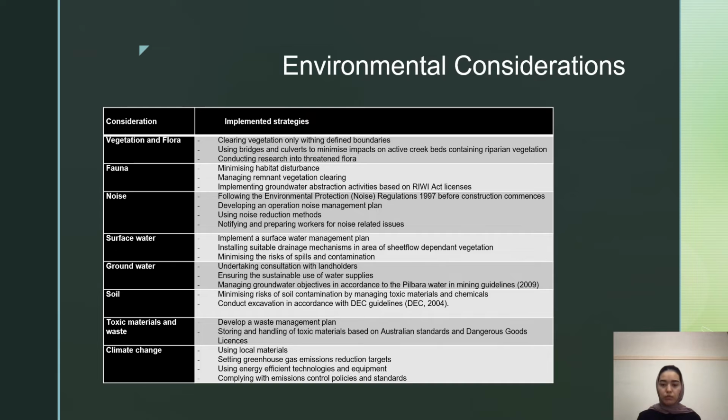It is important for the project to be subjected to all normal environmental processes and approvals before construction commences. To ensure the success of the project, in our project management plan, mitigation and control measures need to be taken for protecting fauna and flora, reducing noise pollution, minimizing impacts on surface water, groundwater and soil, managing toxic materials and waste, and controlling climate change. Some implemented strategies are listed below.